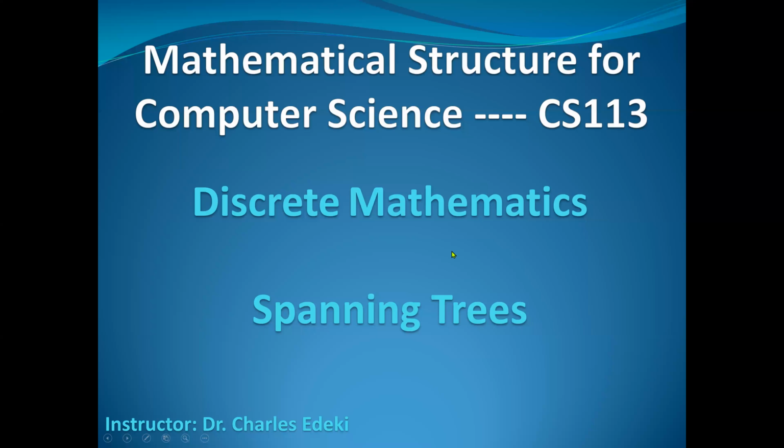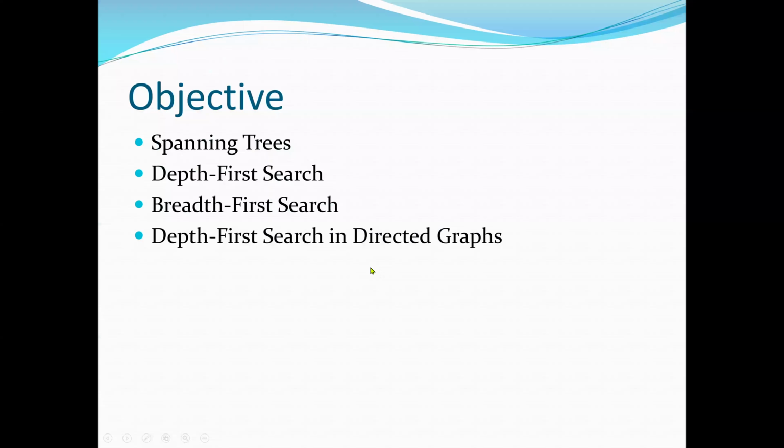Again, welcome to Mathematical Structure for Computer Science, CS113, also known as Discrete Mathematics at Pace University. In these lectures, we're going to cover Chapter 11 of our course textbook, Trees. The main objective of these lectures is to go through what a spanning tree is, what a depth first search is, also the breadth first search, and depth first search in directed graphs.